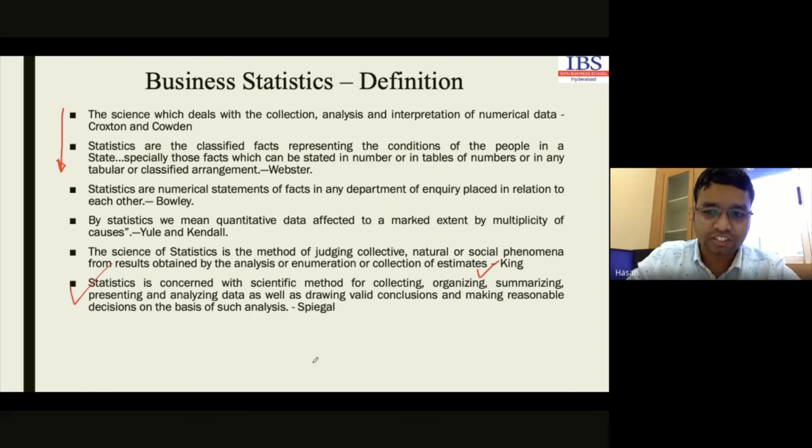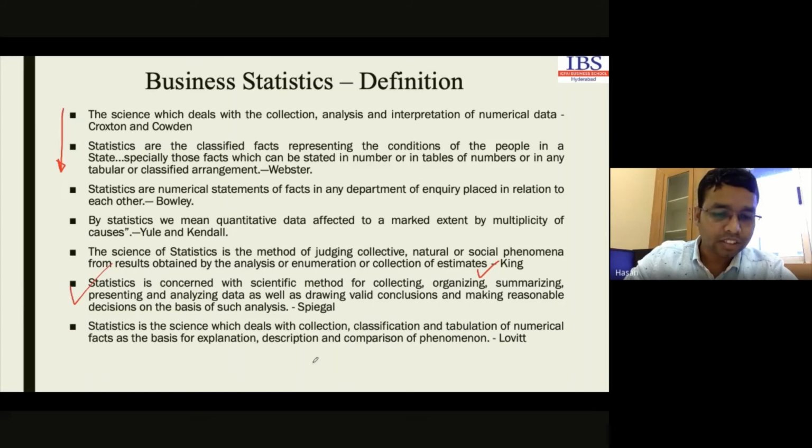Next one is statistics is the science which deals with collection, classification, tabulation of numerical facts as the basis for explanation. Numerical facts only. For example, we are having a business, whether we are making profit or loss, whatever is going on in our business, we can analyze based on these statistical facts and figures. So these are the various definitions given by multiple people.